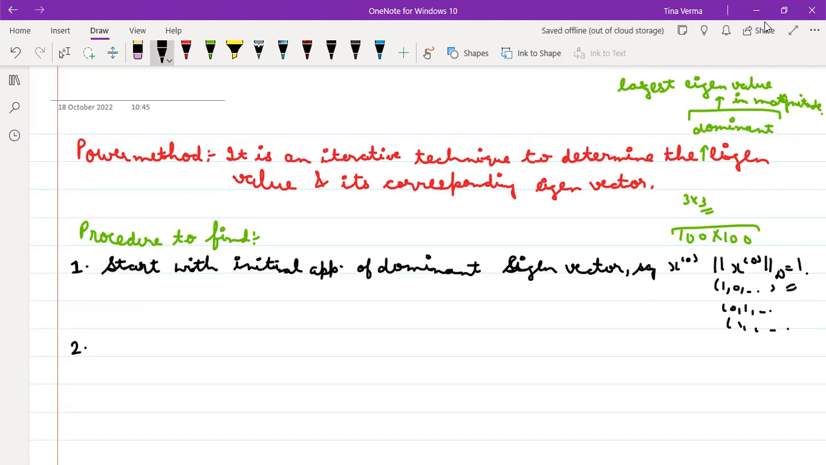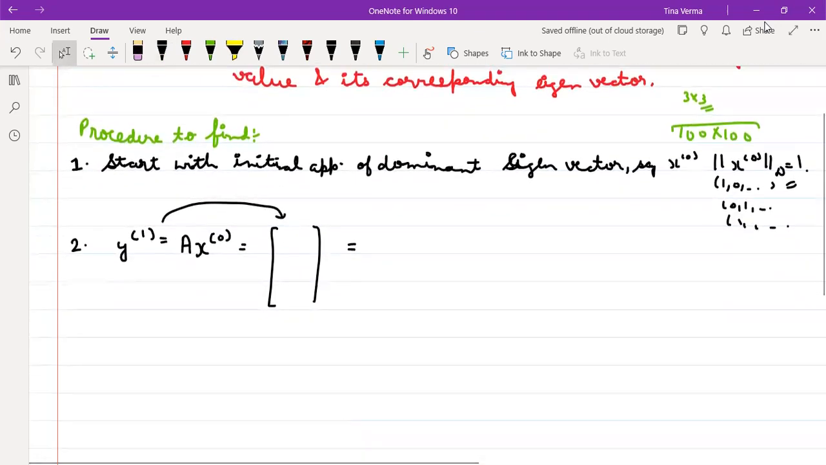So what is the process? Because it is an iterative technique, in the first iteration we will multiply our A matrix, which will be given to us for whom we have to find the eigenvalues and eigenvectors, with the initial approximation. So when you multiply, you will get a vector, that will be your y vector. Then you can take the highest value common from this, right? When you take the highest value out, that will be your norm.